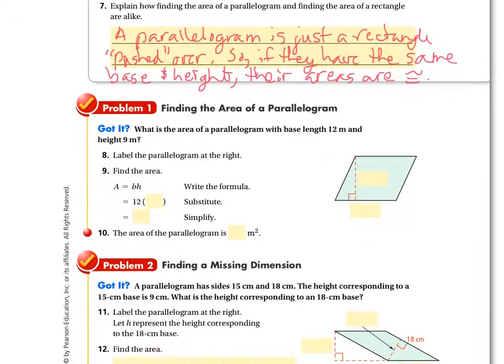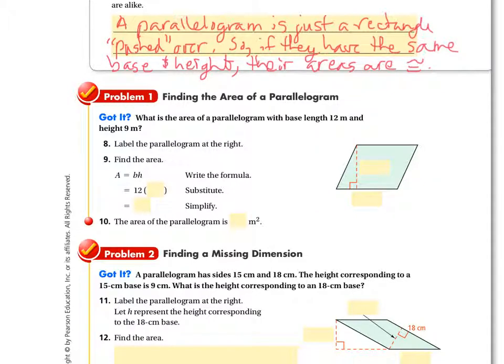All right, so we're going to look at problem 1. In problem 1, you have this parallelogram, and they gave you a base length of 12 and a height of 9, so we're going to fill that in. Here's your base length of 12 meters and your height of 9 meters.